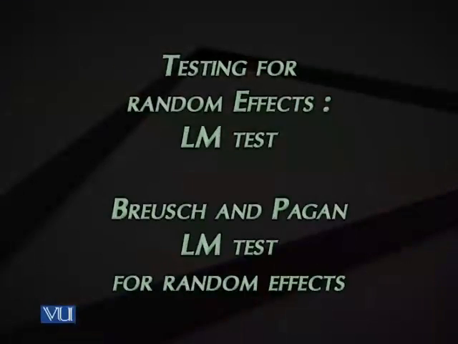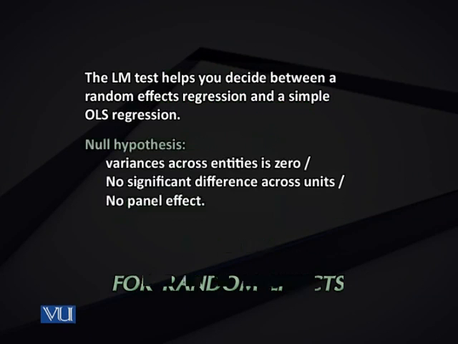Now we have a test available to check for random effects. In fact, I should say check for a choice between OLS and random effects. That is called an LM test, Breusch and Pagan LM test. So it's easy. You have a null hypothesis, as you see on the screen. Variance across entities is 0. There is no significant difference across units. There are no panel effects. This is your H0. So if you accept this H0 and there are no panel effects, then you think that OLS is better. If there are panel effects, then random effects should be considered.